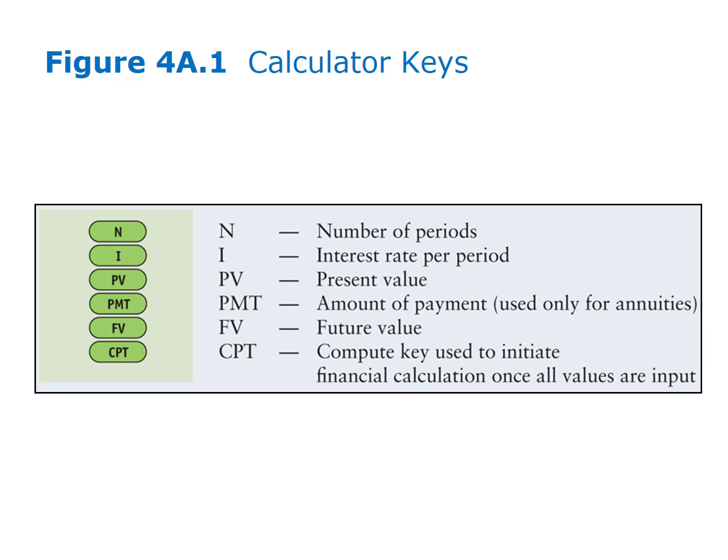Most of you are probably using the TI Business Analyst II. This is just a generic look at financial calculator keys. N is the number of periods. It's not years, it's periods. I is the interest per period. PV is present value. PMT is the payment value used for annuities. FV is future value. CPT is the compute key. And we're going to review all of that.